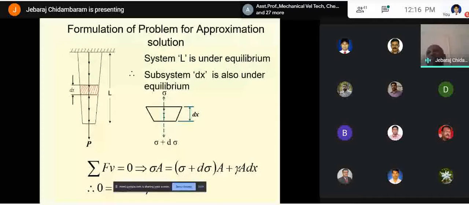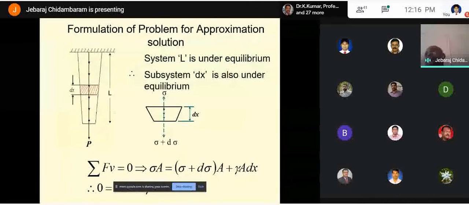I put mathematically the sum of my vertical force equal to 0. What is the vertical force? Vertical force upward is sigma. Vertical force downward is sigma plus d sigma. There's a variation in stress. So what is force? Stress times the area. Sigma into A. What is the downward force? Sigma plus d sigma into A. Plus there is self weight, so gamma into volume, A into dx.